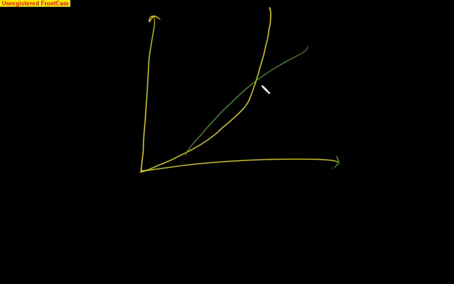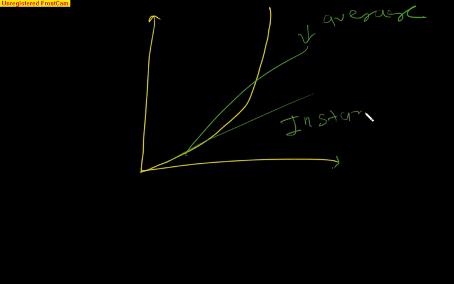This one is average, and this one is instantaneous, or velocity at the exact point. This will just give the average.